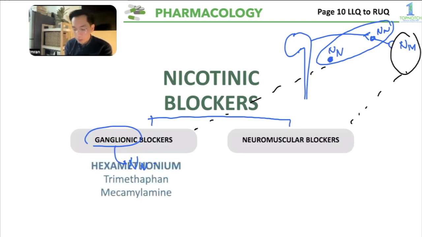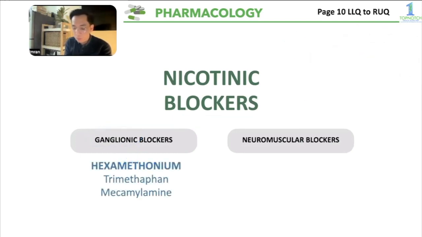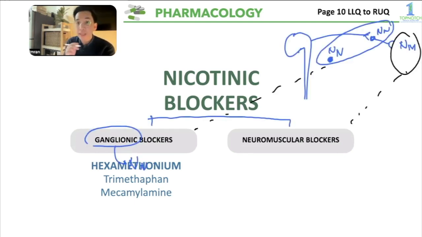Your ganglionic blockers include your hexamethonium, trimethaphan, and mecamylamine. Itong mga to ginagamit sila dati for hypertensive emergencies, no? Bakit? Kasi remember, dun sa drawing natin kanina, meron ding sympathetic nervous system na nabla-block si nicotinic neural pag blinak mo. Okay? So ngayon, it's used for excessive sympathetic stimulation. Pero ang nangyayari dyan, hindi na sila ginagamit.